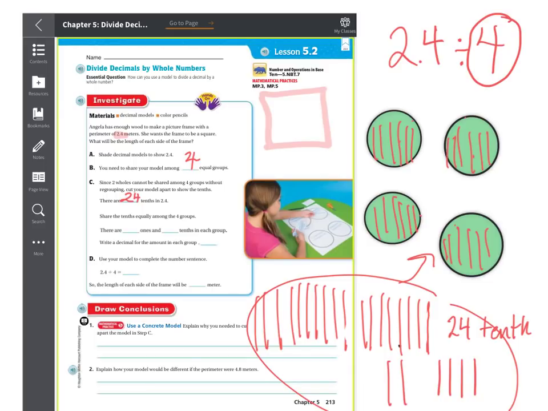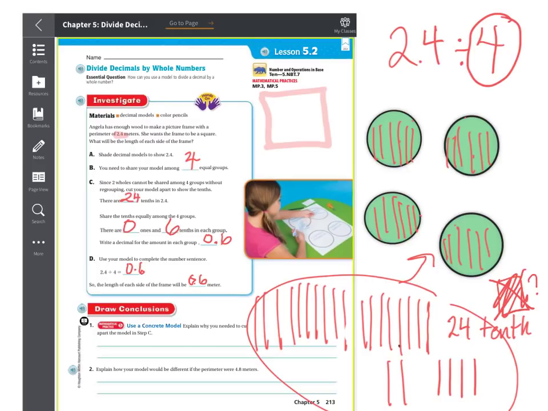So how many wholes are there? Are there any of these? That's equal to 1. So the answer is no. There are no ones. So there are 0 ones and there are 6 tenths in each group, which is also equal to 0.6. That's how you write 6 tenths. Use your model to complete the number sentence. So 2.4 divided by 4 is 0.6. So the length of each side will be 0.6. Okay? All right.